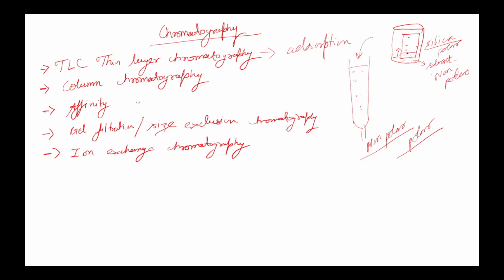Next, we have affinity chromatography. In affinity chromatography, we purify certain proteins using their affinity towards the column or the beads. A very common example is nickel affinity purification. Next, we have gel filtration, or size exclusion chromatography. Using size exclusion, we can separate biomolecules based on their sizes. So if we have a mixture of proteins, one of higher size and one of lower size.